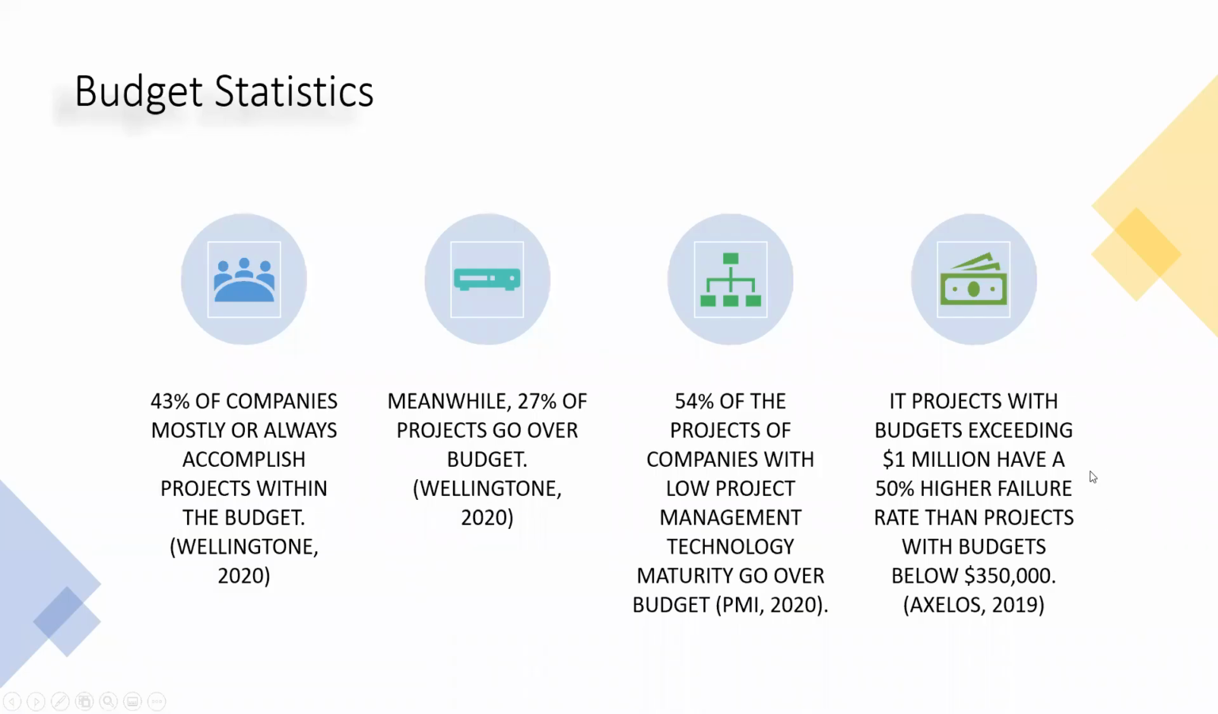So these are just some more statistics specifically on budgets and project management. I want to draw your attention to the far right. It says that IT projects with budgets exceeding $1 million have a 50% higher failure rate than projects with budgets below $350,000. My question is, why do you think that is? The bigger the budget, the more the risk of failure is.